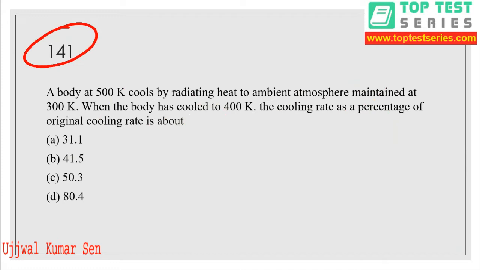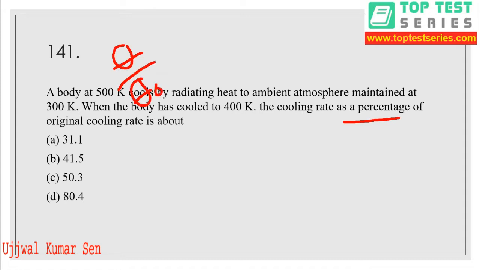Question number 141. A body at 500 Kelvin cools by radiating heat to ambient atmosphere maintained at 300 Kelvin. When the body has cooled to 400 Kelvin, the cooling rate as a percentage of original cooling rate is about. So here we have to find out what percentage. In this case, we have theta by theta naught multiplied by 100.